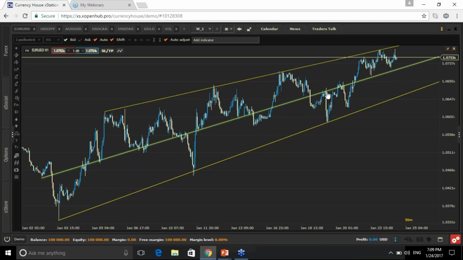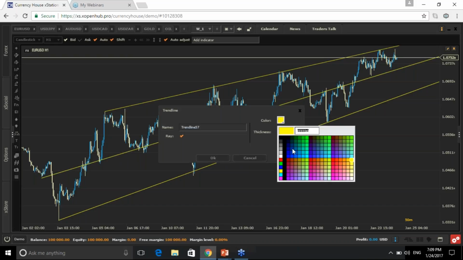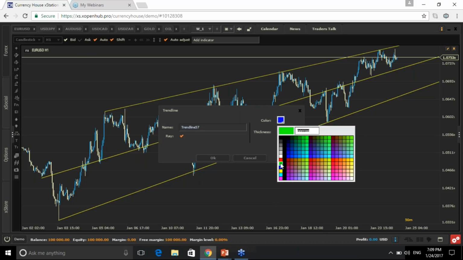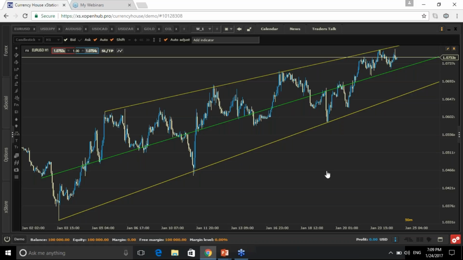You can see here, let's change the color of this line. Let's make it green. Okay, so we can see that this green line divides this trend that we observe into two almost equal parts. And once the price is below the green line, we are in the downtrend, in the bottom range of this uptrend, I would say.